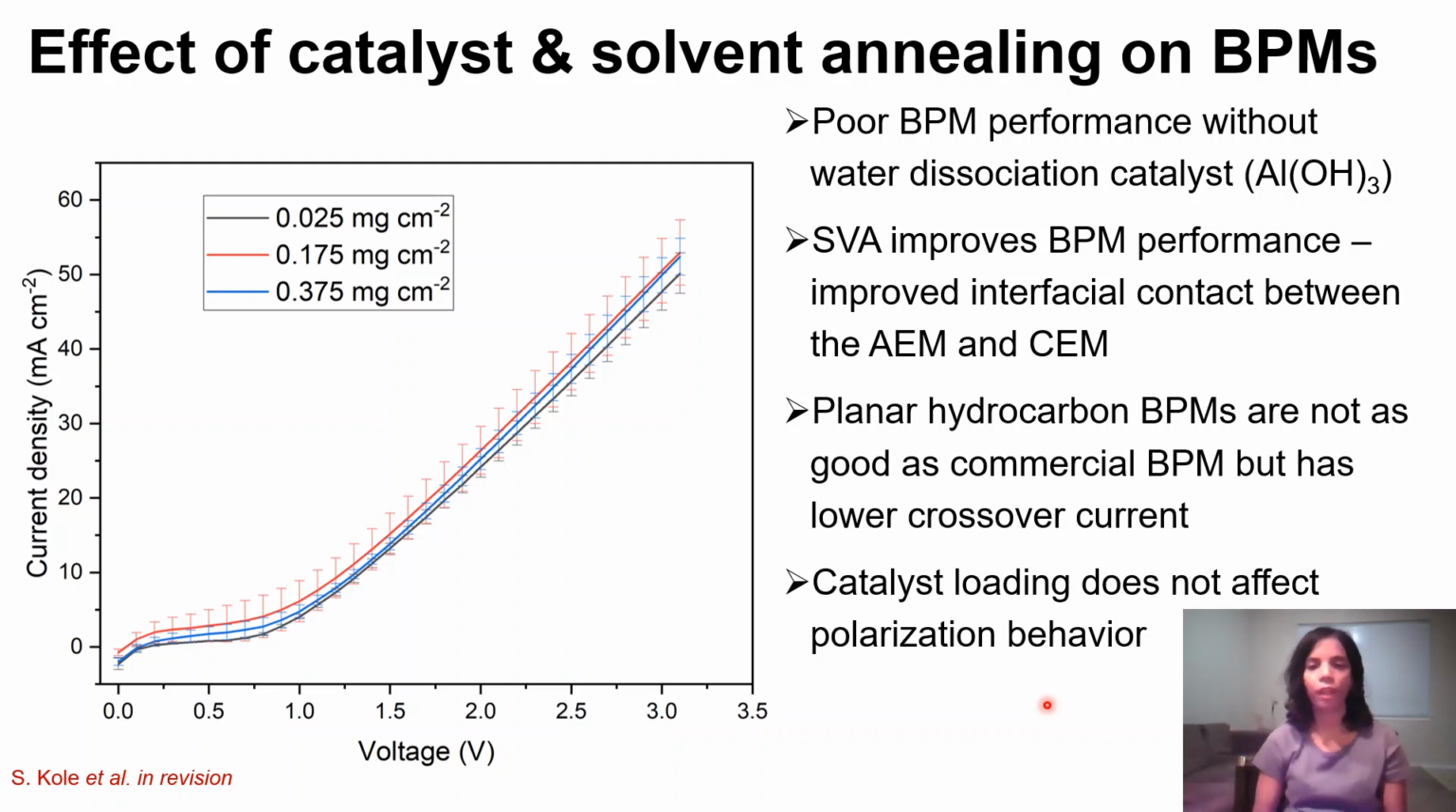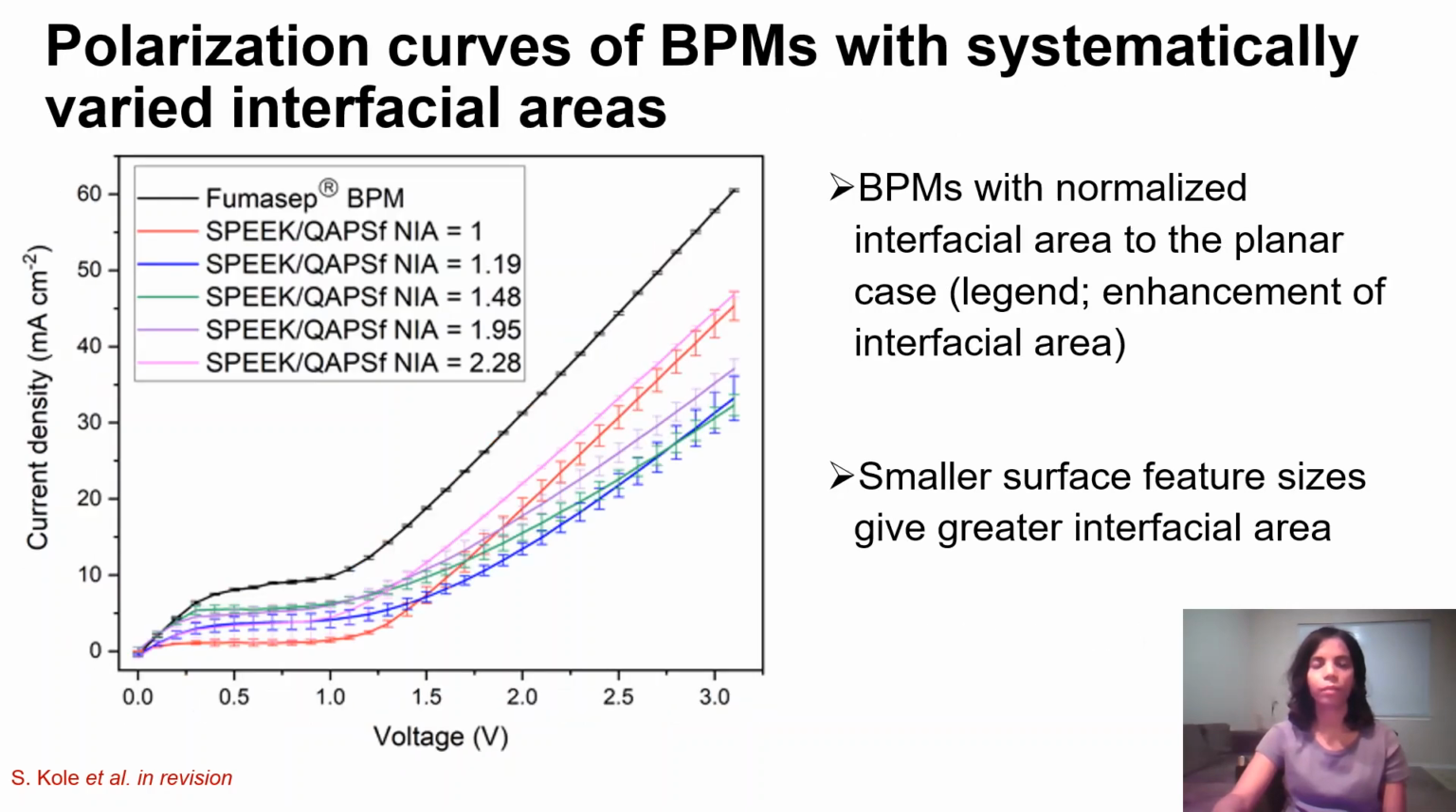Also, it was found out that catalyst loading does not affect the polarization behavior of bipolar membranes. Next, BPMs with normalized interfacial areas with respect to a flat interfacial area bipolar membrane was studied. So the bipolar membrane that had a flat interfacial area was assigned a normalized interfacial area or NIA of 1, and the resulting interfacial areas of all the other membranes were calculated. So BPMs with a higher NIA have a higher value of interfacial area due to smaller feature sizes.